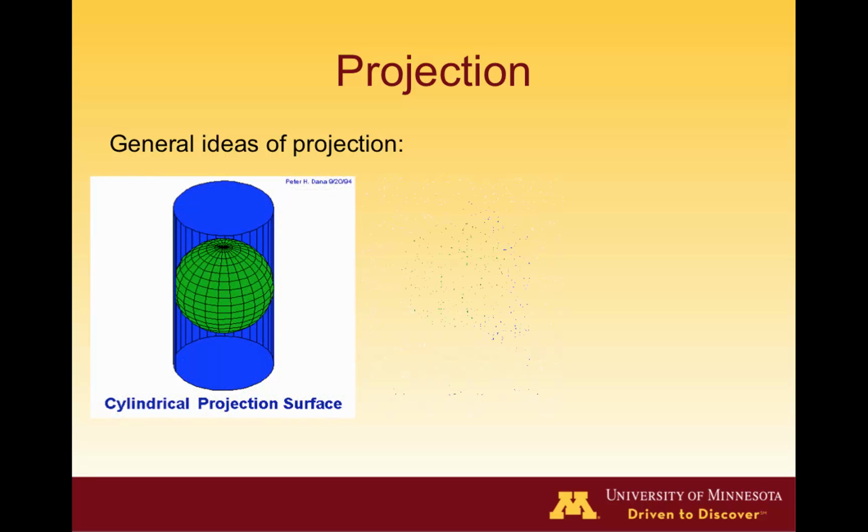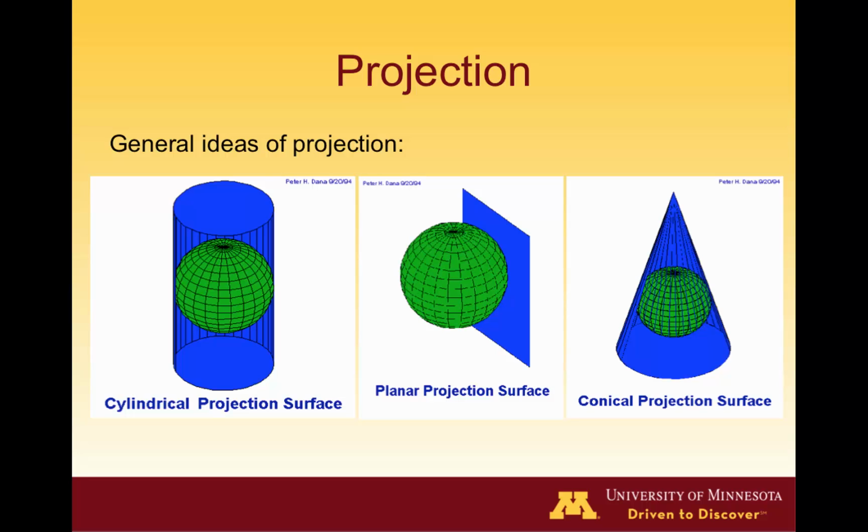The general idea of projection is like this. You want to project a globe on the surface of either a cylinder, a plane, or a cone. Those are called the cylindrical projection surface, which is shown as the first picture in this slide, and the planar projection surface, which is also called azimuthal projection, and the conical projection surface, which is the third picture.